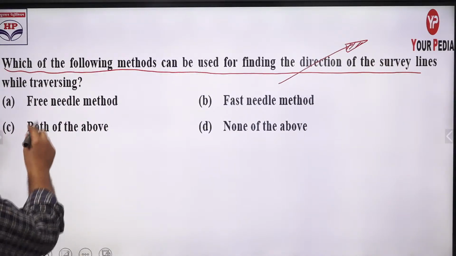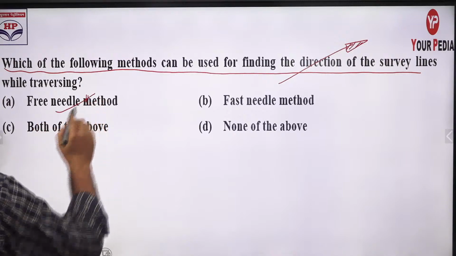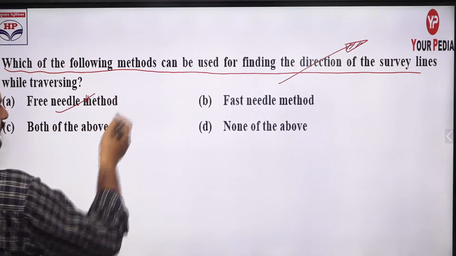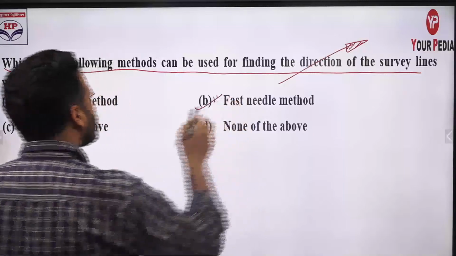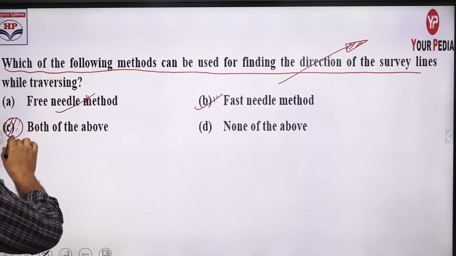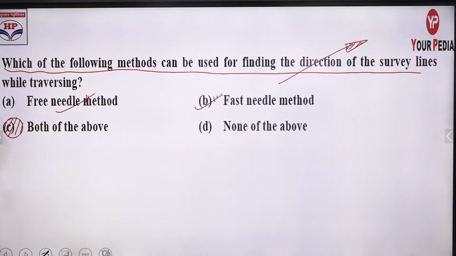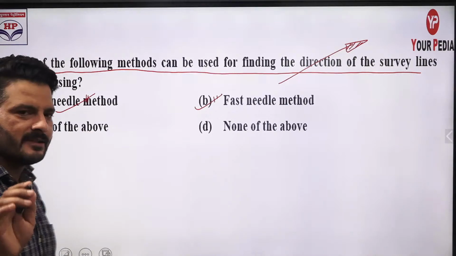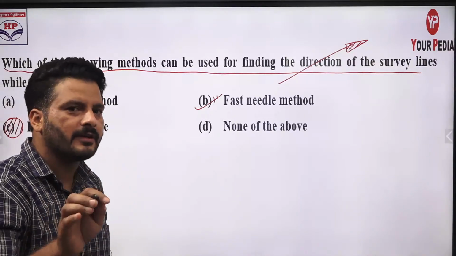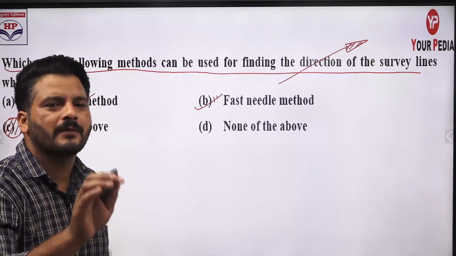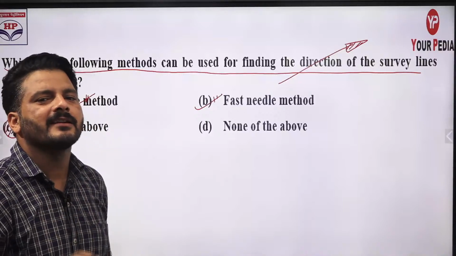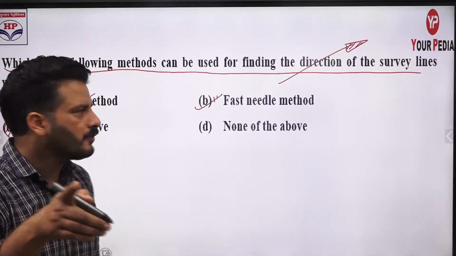You can use both of method. Free needle method, that is also known as loose needle method. Its second name, fast needle method, you can also use. So answer will be C. Both A and B method can be used. Okay, so we can use any of these two. Fine. So question might be there, guys. So examiner will do some shuffle and he will try to confuse you, and definitely most of the time he succeeds in his aim.